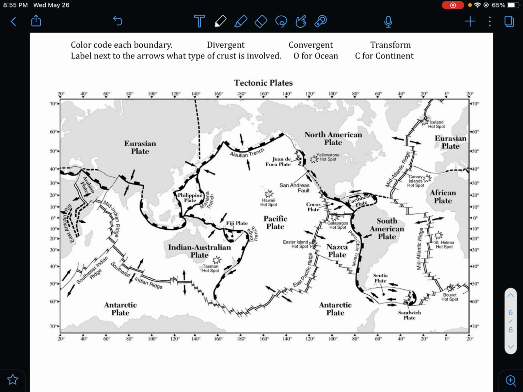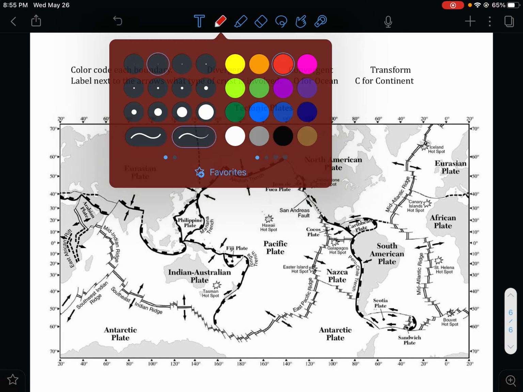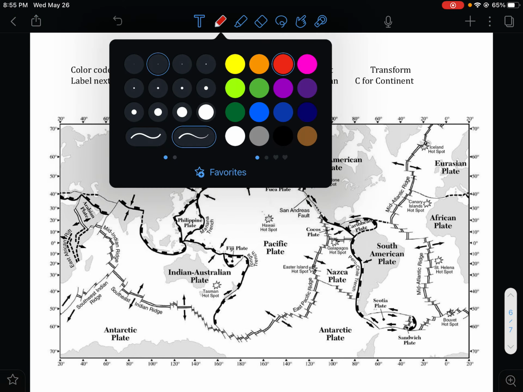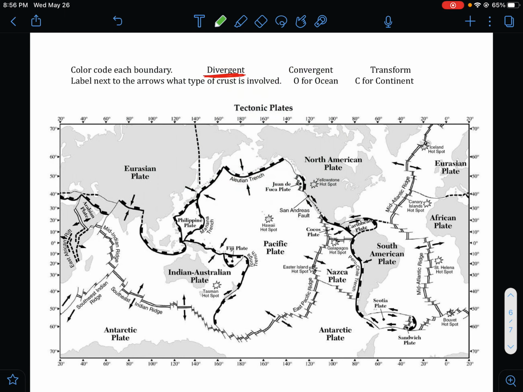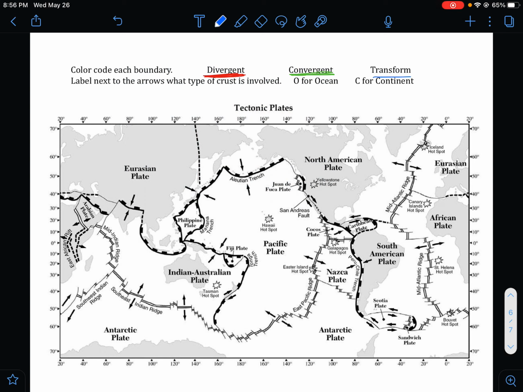I want you to scroll down to this map, and we're actually going to do some coloring here. I would like you to use a red color to color in all of the divergent boundaries. I would like you to use a green color to color in all of the convergent boundaries. And I'd like you to use a blue color to color in all of the transform boundaries.